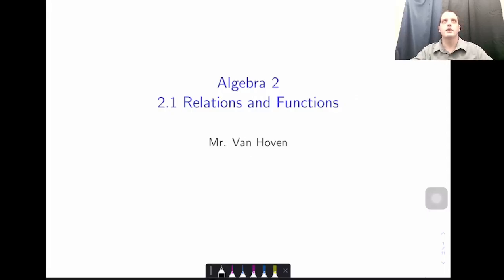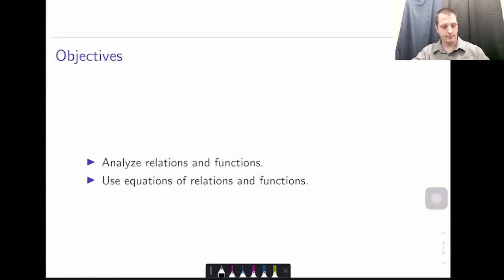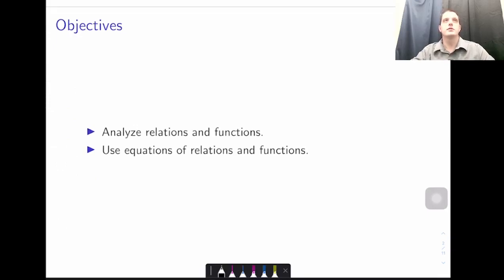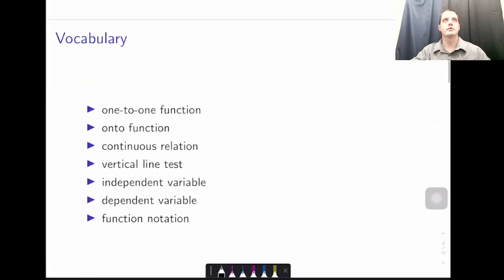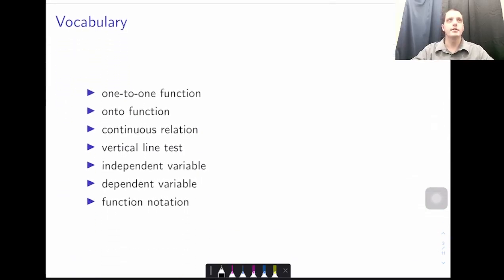All right, today we're learning about relations and functions, chapter 2.1. Today's objectives: to analyze relations and functions, and to use equations of relations and functions. Today's vocabulary: one-to-one function, onto function, continuous relation, vertical line test, independent variable, dependent variable, and function notation.